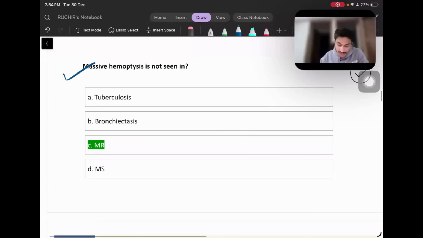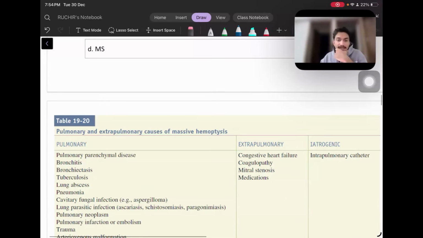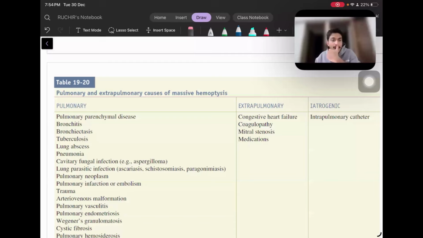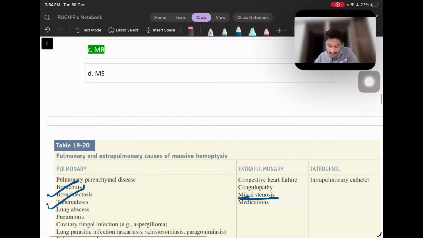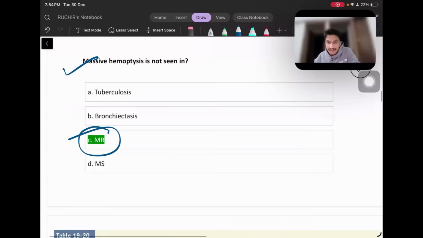So the next question is about which condition massive hemoptysis is not seen in. This is again classically taken directly from Schwartz. This table of massive hemoptysis given in Schwartz clearly mentions extrapulmonary causes such as mitral stenosis, bronchiectasis, tuberculosis. MR is not a cause of massive hemoptysis. I think this question and the options are also okay. No issues in this. Any discrepancy in the options?